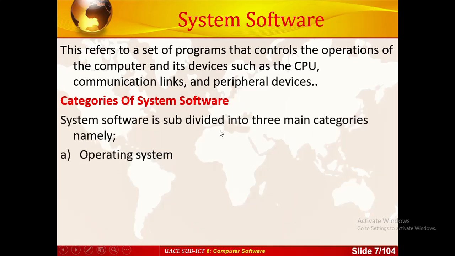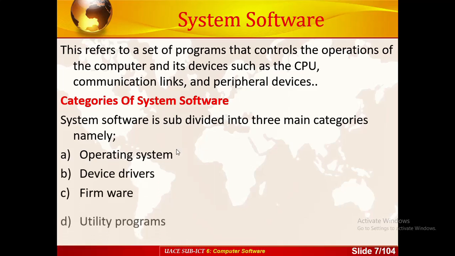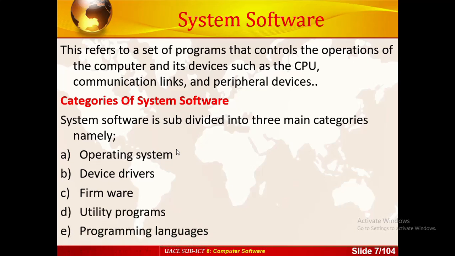However, here we're going to look at five. One, we have the operating system device drivers. We can talk of the firmwares. We can also talk of the utility programs. Then the programming languages. All these apply when it comes to the categories of the system softwares.